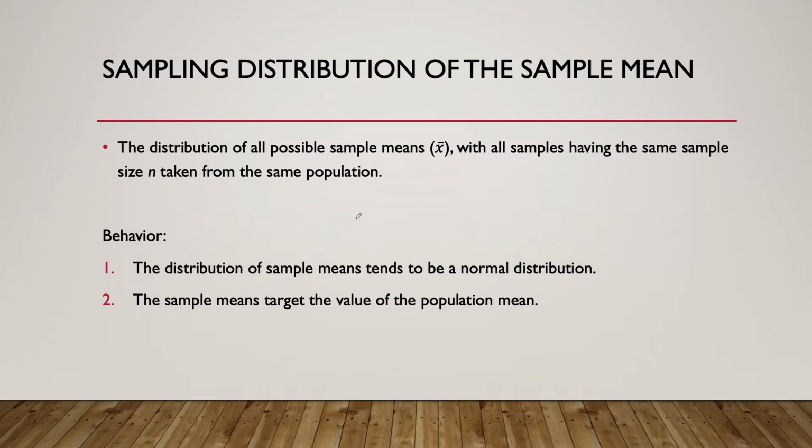For the sampling distribution of the sample mean, it is the distribution of all possible sample means x bar, with all samples having the same sample size n taken from the same population. Just as with the sample proportion, the distribution of all sample means tends to be a normal distribution, and the sample means target the value of the population mean.